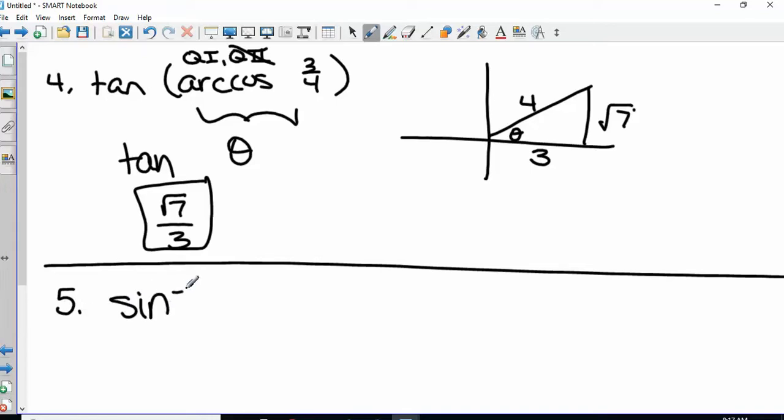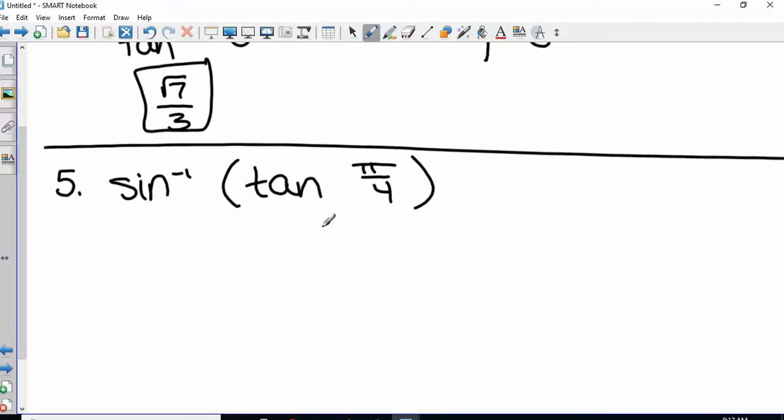I asked for sine inverse of tangent pi over 4. All right, this is actually more like problems 1 through 3 because this inside part is not an inverse. This is just tangent of pi over 4. That's like saying, what is the tangent of 45 degrees? 1. So this is sine inverse of 1. I'm asking you, when does sine equal 1?